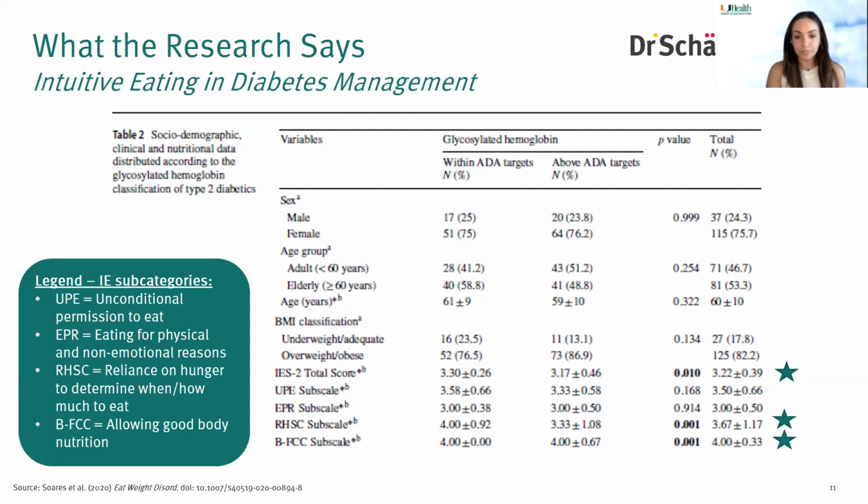There weren't any statistically significant differences in A1C levels according to the other parameters, including BMI. But from this, the authors concluded that eating intuitively, especially in accordance with body needs, may be associated with lower chances of type 2 diabetics having poor glycemic control.